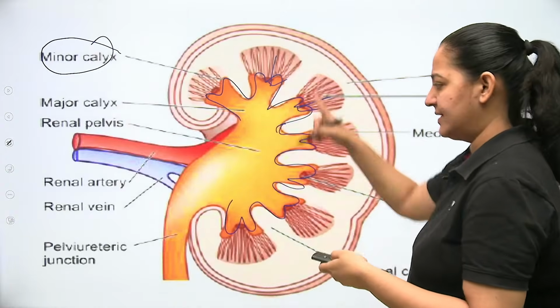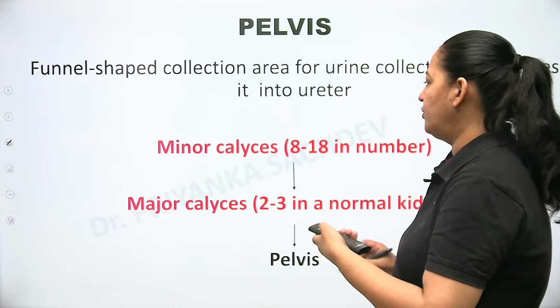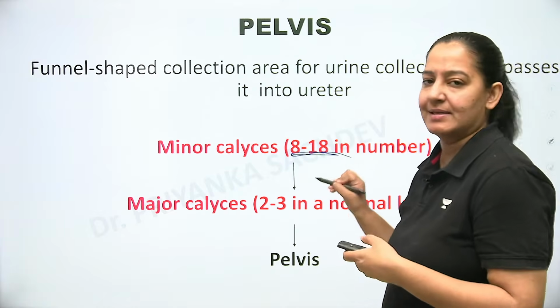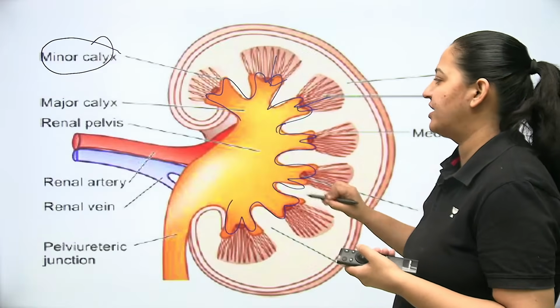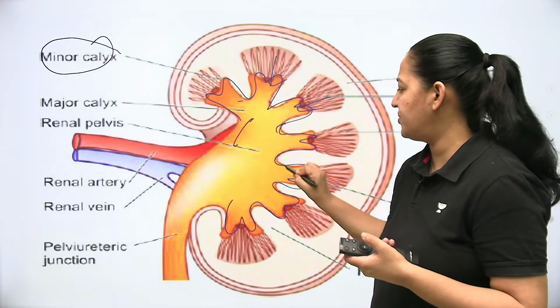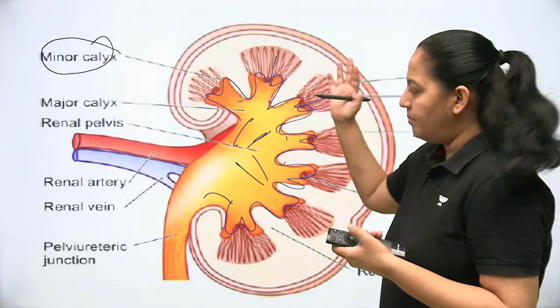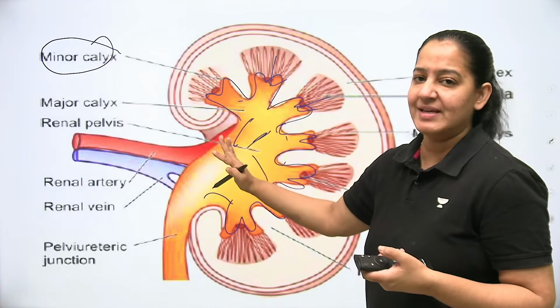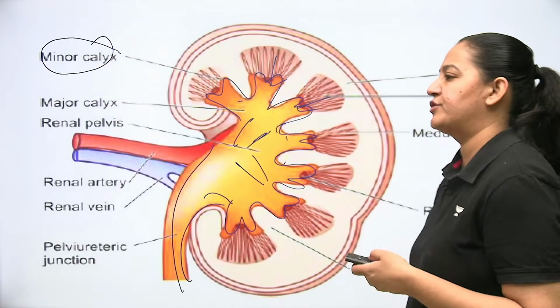So how many minor calyces are there in this diagram, and how many are normally present in a kidney? Let me show you. There are 8 to 18 minor calyces. In this diagram, we can see 7 to 8. And minor calyces open into major calyces. You can appreciate these 3 are opening into this structure, and these 3 into this structure, and these. So these are the few major calyces. Minor calyces open into major calyces, and major calyces open into the ureter. So ultimately, this is how the ureter of the kidney is formed.